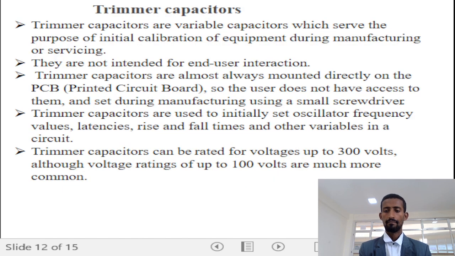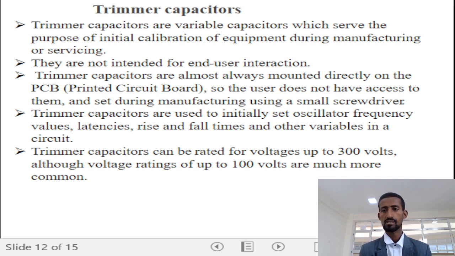The other type of variable capacitor is the trimmer capacitor. What does it mean, trimmer capacitor? Trimmer capacitors are variable capacitors which serve the purpose of initial calibration of equipment during manufacturing or servicing. It may be during manufacturing or during servicing. These trimmer capacitors are used for calibration. They are not intended for end-user interaction.